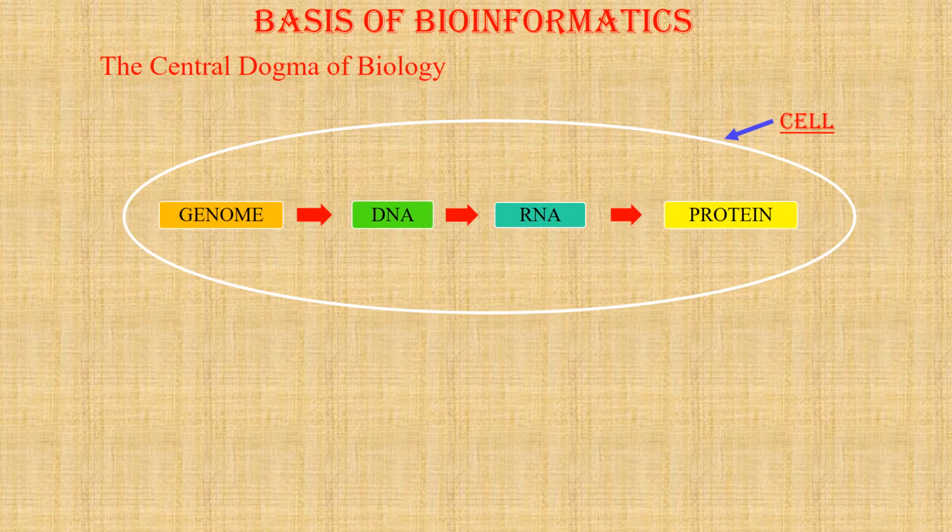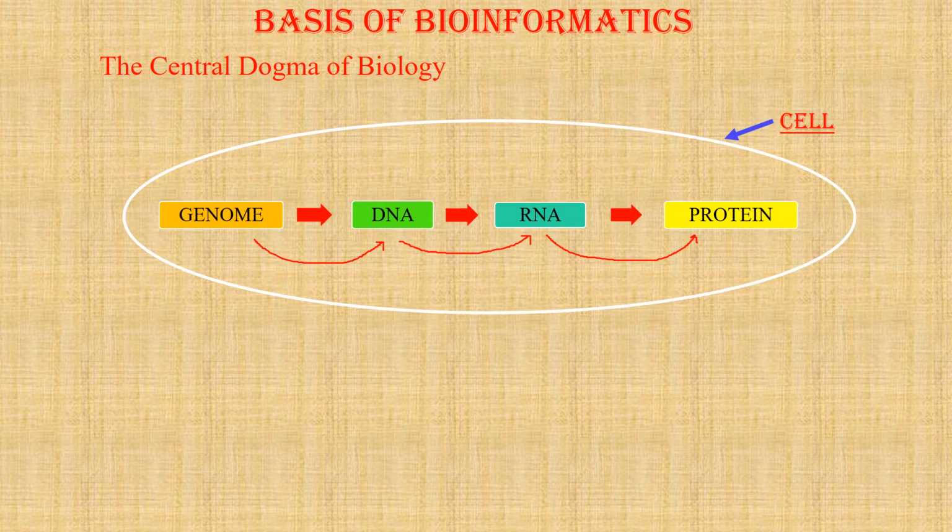The whole program of bioinformatics is centered around the central dogma of biology. What is the central dogma of biology? The central dogma says that in the genome we will obtain the DNA, and from the DNA we can obtain a molecule of RNA or RNAs through the process of transcription. And from the RNA, we obtain proteins through the process of translation.